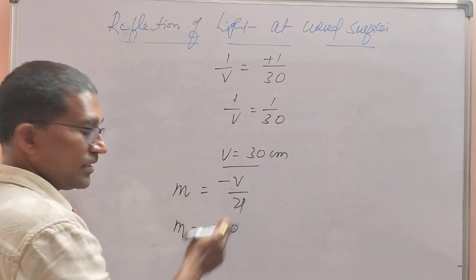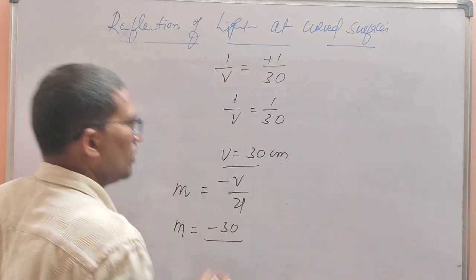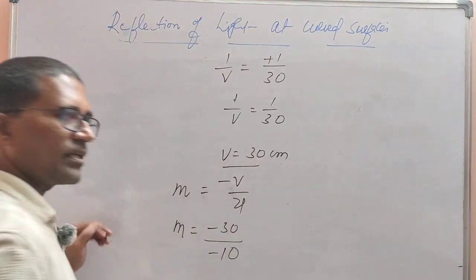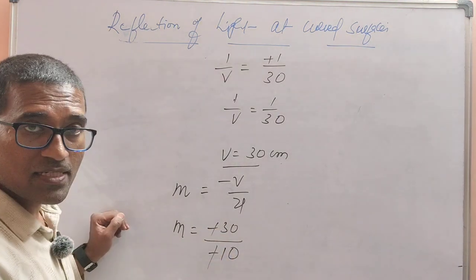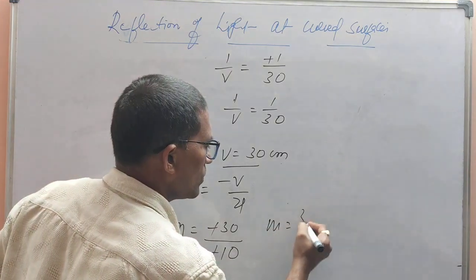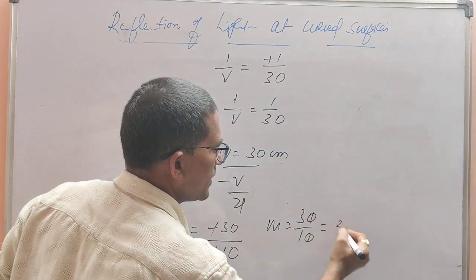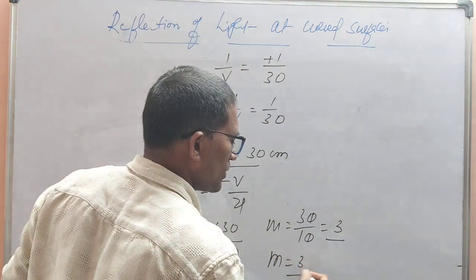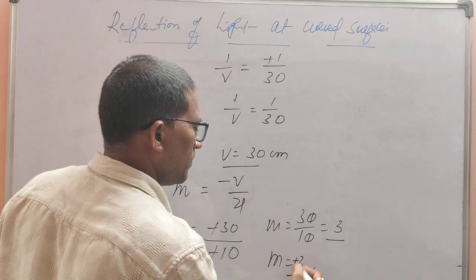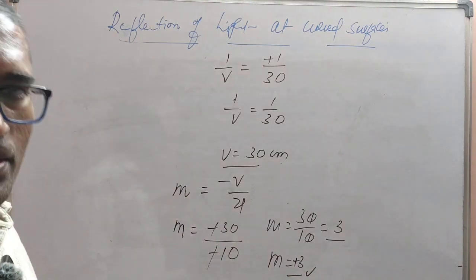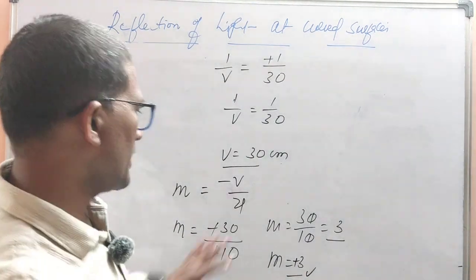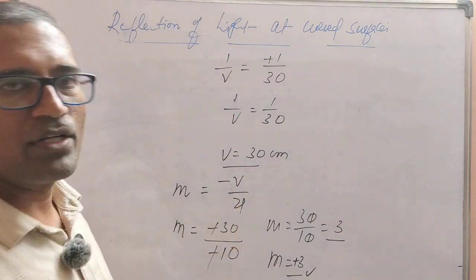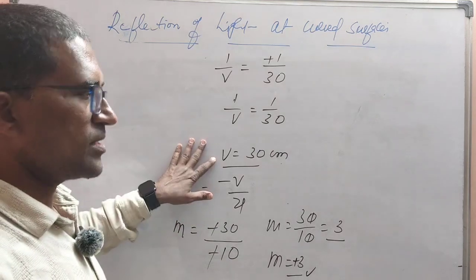Now I am going to substitute that 30 here. That is minus 30 by object distance is given already, that is 10 centimeter. That is minus 10 according to sign conventions. Here minus minus gets cancelled. Now m is equal to 30 by 10, that is 3. So magnification has no units, that is 3 is the magnification. We can write simply plus 3 is the magnification. Is it clear? Okay.